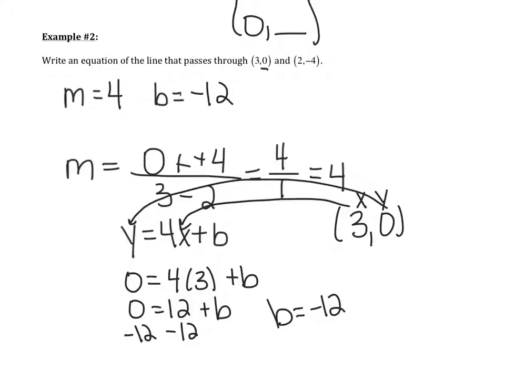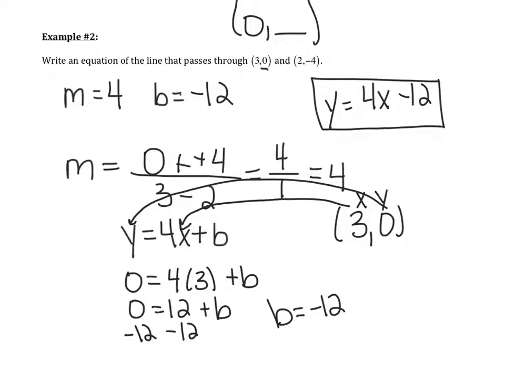So my final answer would be to write the equation y equals mx plus b now with the numbers that we found. So m is 4x, and instead of plus b, it's a negative 12, so we're going to say minus 12. And that would be my final answer.